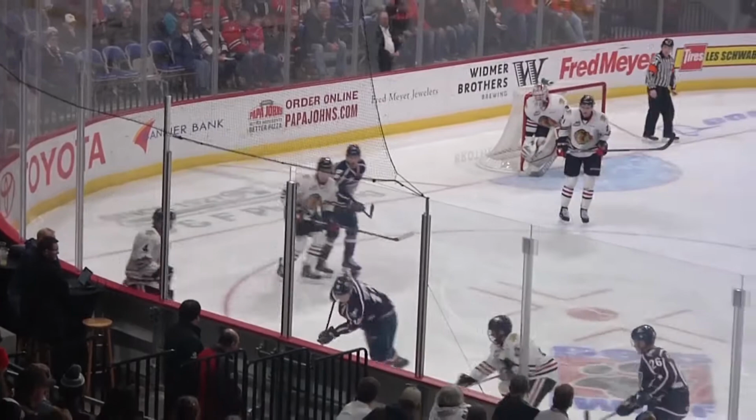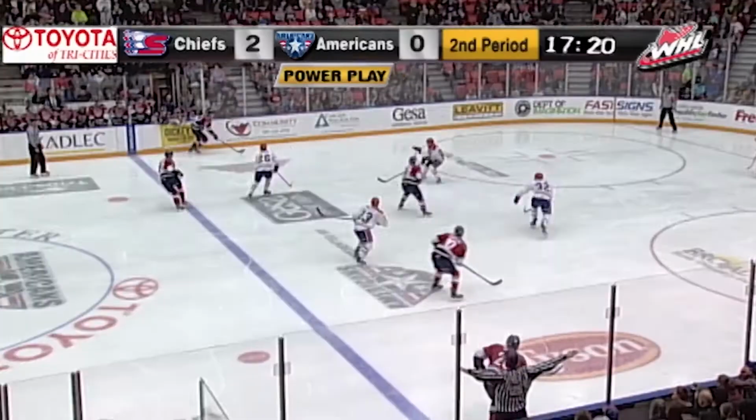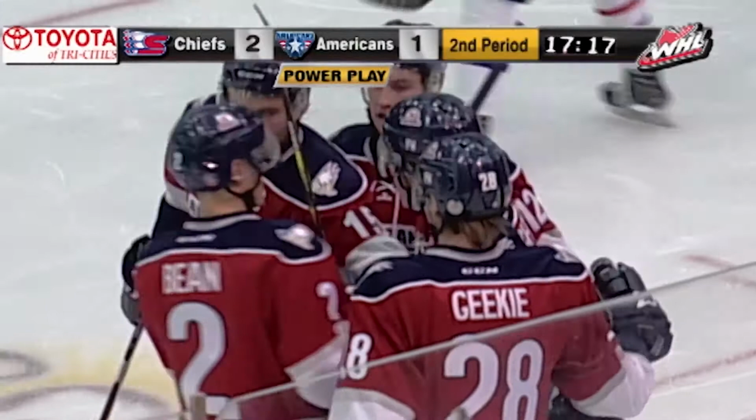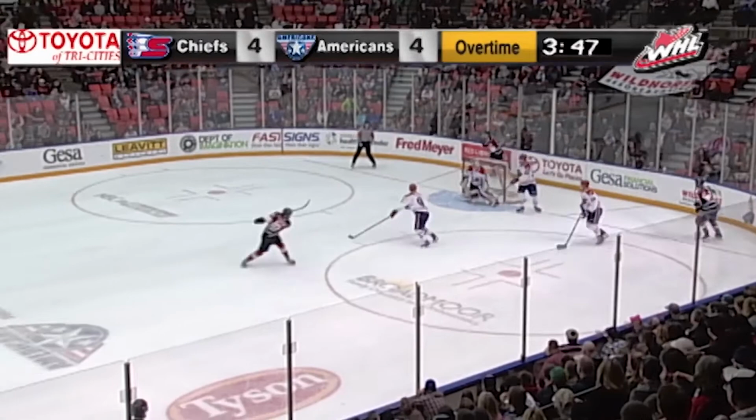Coghlan shoots, scores. Goal, Spokane, number 8 in the league, and the penalty kill. There's a shot to goal! From the bottom of the right wing circle, Dylan Coghlan! With Geeky, they're onside. Geeky, make that topping in the right wing corner, slide. There's a shot to goal!